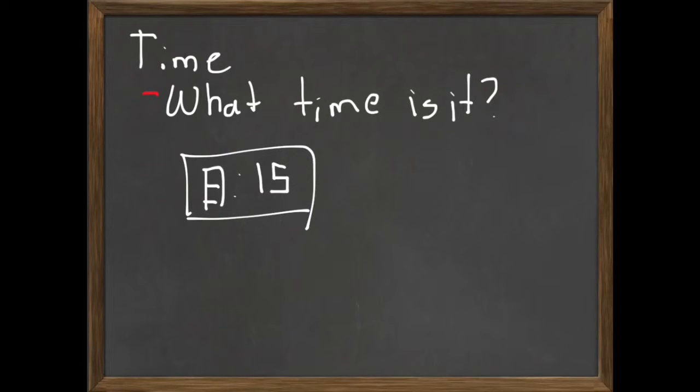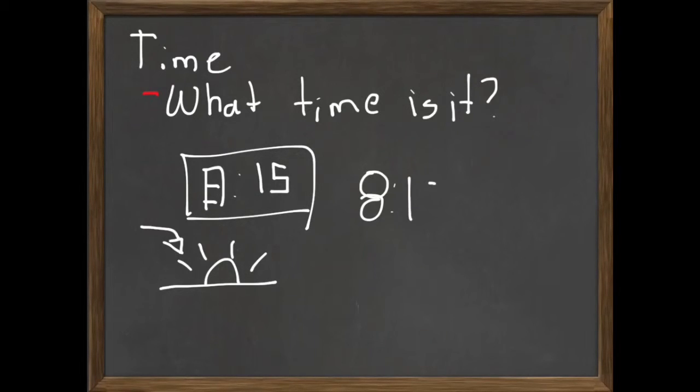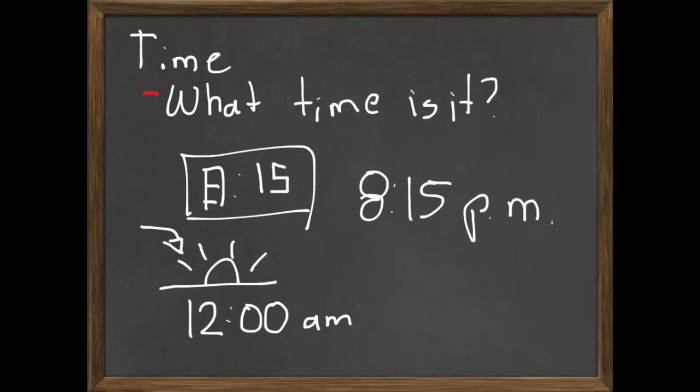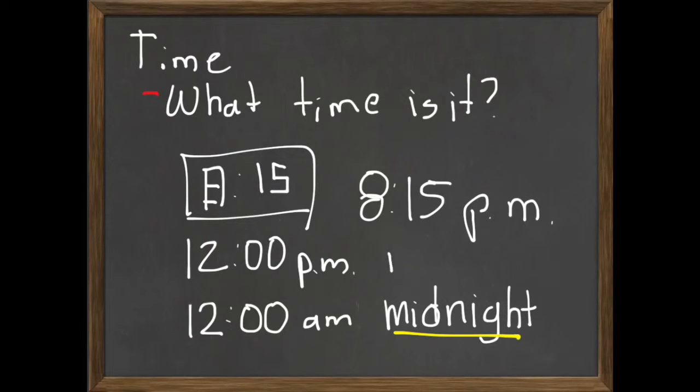If it's 8:15, but in the afternoon, we would say that it's 8:15 p.m., nighttime. 12 a.m. would be midnight, which is another word from the vocabulary list, while 12 p.m. would be noon.